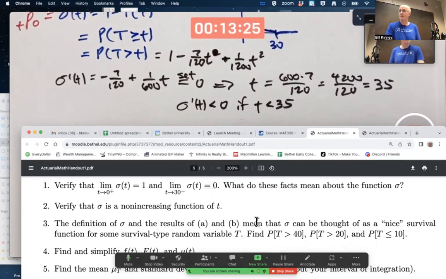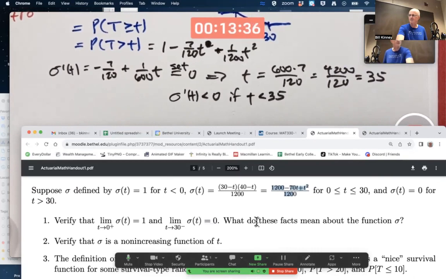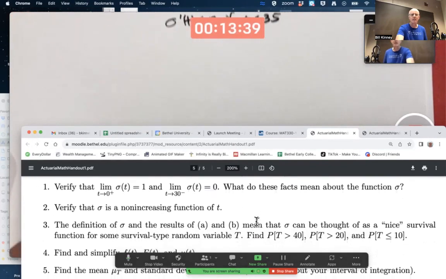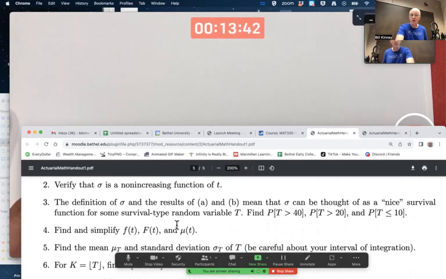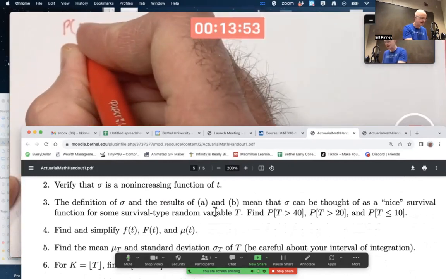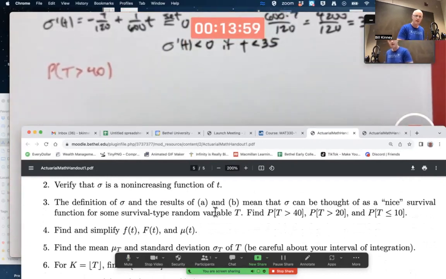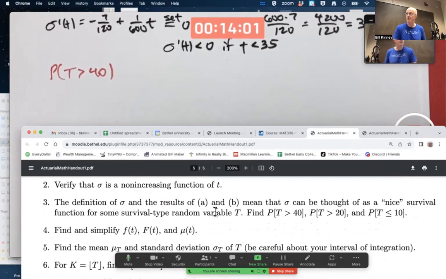You can use the survival function to figure out probabilities, just like you can use the CDF to figure out probabilities. So you see number 3. And by the way, I did emphasize you should write your answers as piecewise functions for these kinds of things, like, well, in number 4, I guess, we're not to that point yet. You can use the survival function to figure out probabilities. So for example, the probability that t is bigger than 40. Since that's a probability that t is bigger than 40, all you need to do is just plug into the survival function.